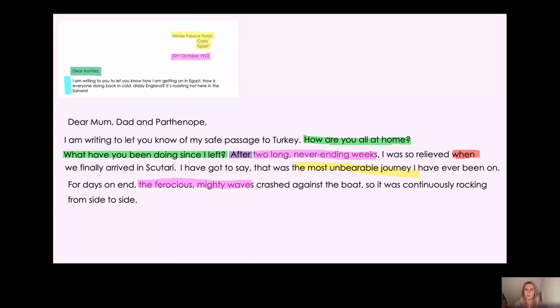It was continuously rocking from side to side. Oh, now what tense have I used? Well, I've used the past progressive tense. It was continuously rocking. So I've got it, the past tense of to be, which was, it was, and then my verb rocking with the suffix ing on the end. Look how much I've fit in one paragraph.